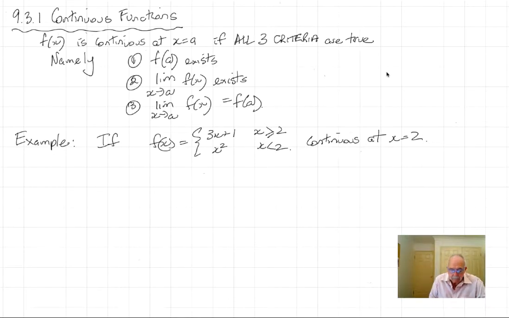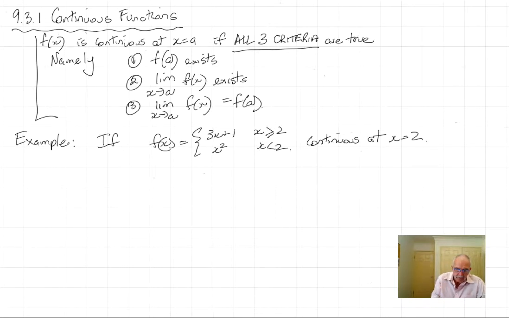Sometimes we're keen to find out whether a function is continuous at a particular value. And this is the definition of what we mean by a continuous function. So f of x, which is just a function of x, is continuous at x equals a if all three of these criteria are true. So you must meet all three. Not one of them's not good enough, two's not good enough, all three must be true.